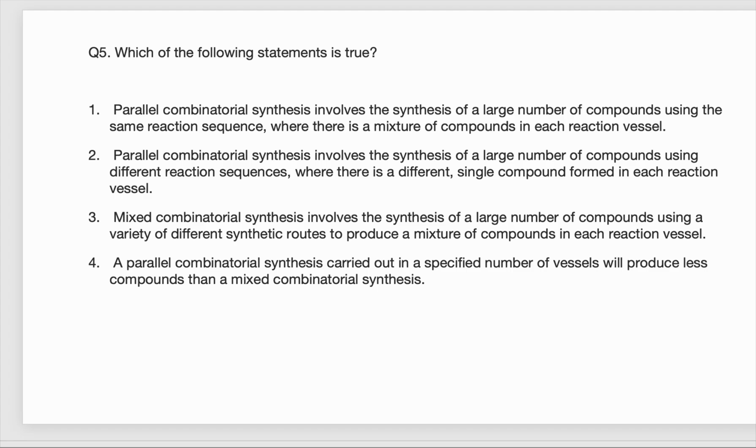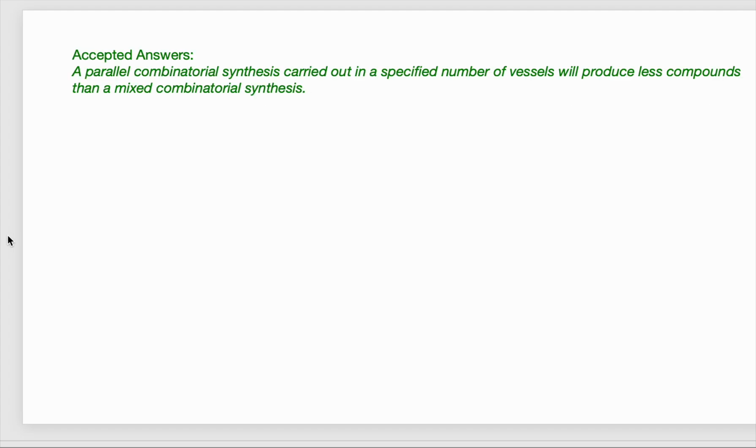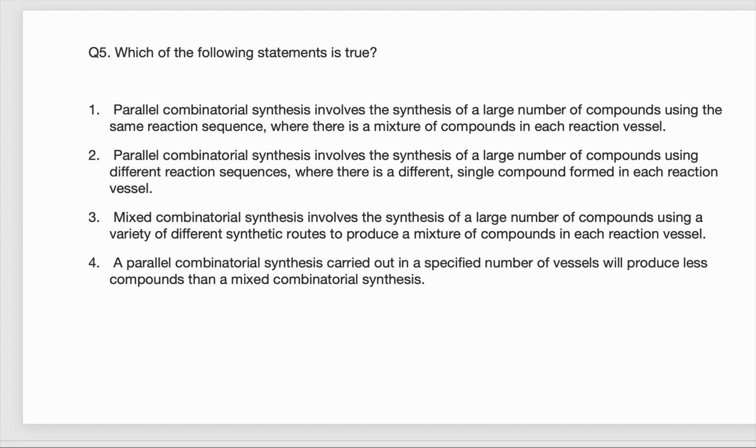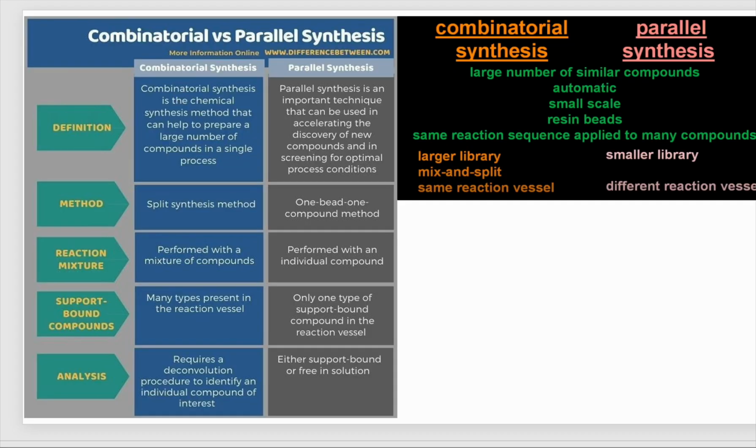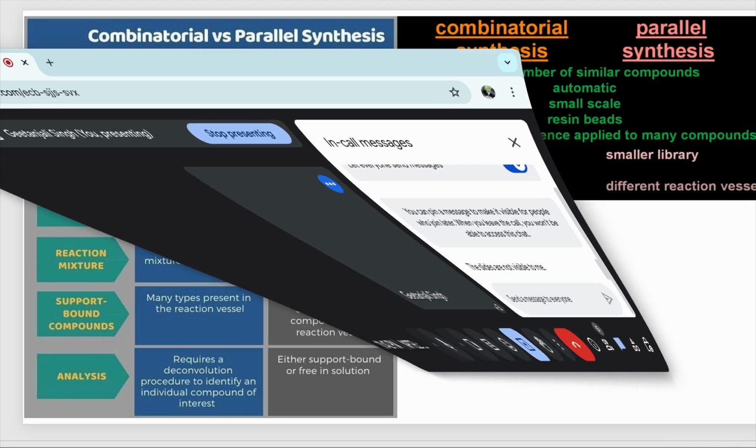So let's see what combinatorial synthesis, parallel combinatorial synthesis, and mixed combinatorial synthesis are. In mixed combinatorial synthesis, there is mix and split. I'll explain it further. The question asked which of the following statements is true. The correct answer is: a parallel combinatorial synthesis carried out in a specified number of vessels will produce fewer compounds than a mixed combinatorial synthesis. That's true. Now, let's see why that is so. Is there any question till now?